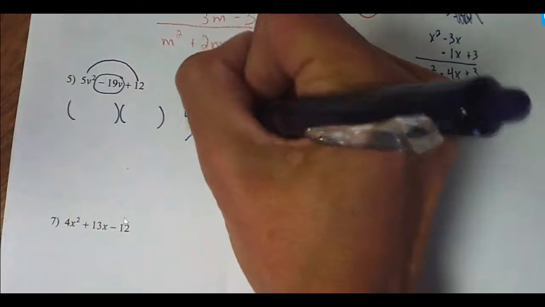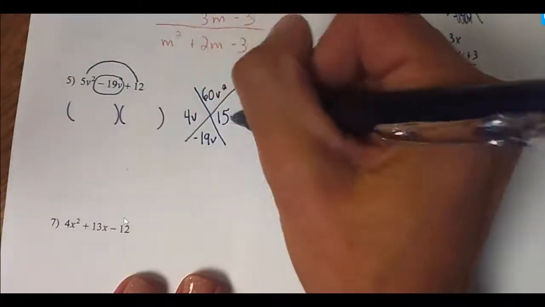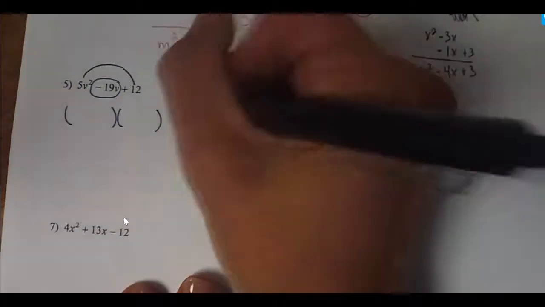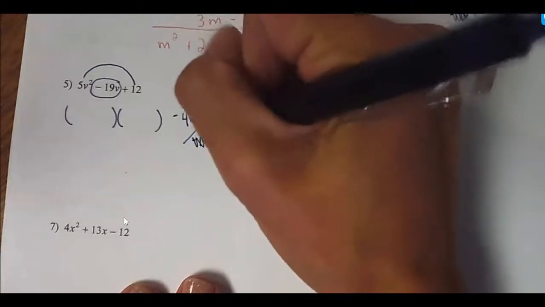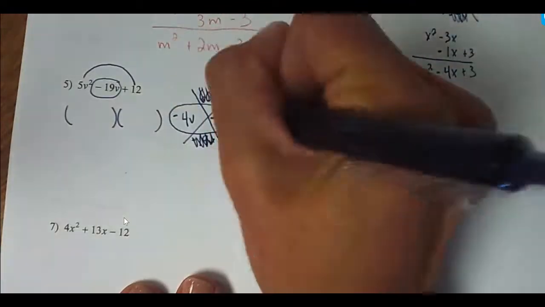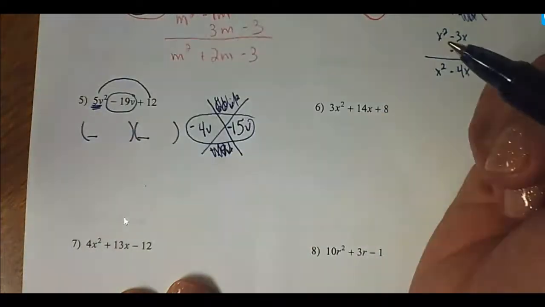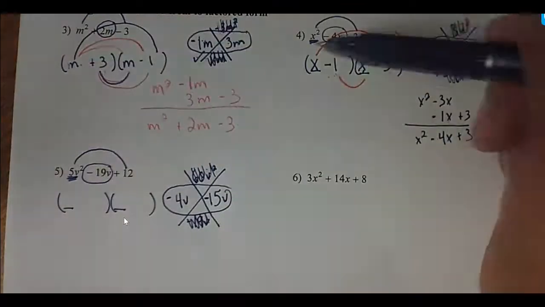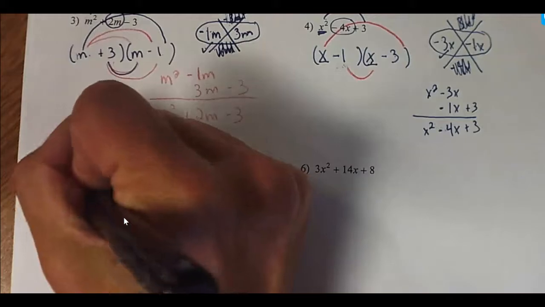So I'm going to put 4v and 15v. And I'll have to do a little adjusting because while the 4v and the 15v make 60, when I add these I get 19v and I want -19v. So I'm going to put negative signs there. These numbers are done. They've done their job, and these are the ones I'm going to focus back on. So now, remember, this first term and this first term, when these neighbors meet, we will get 5v squared. So just like before, to get m squared, I needed m and m. To get x squared, I needed x and x. So to get the v squared, I'm going to need v and v.